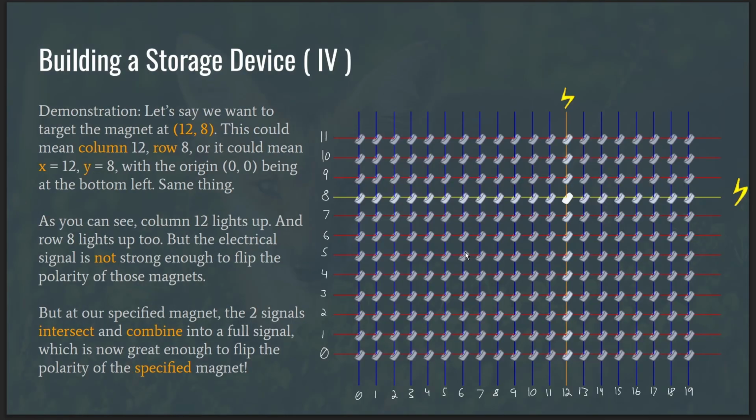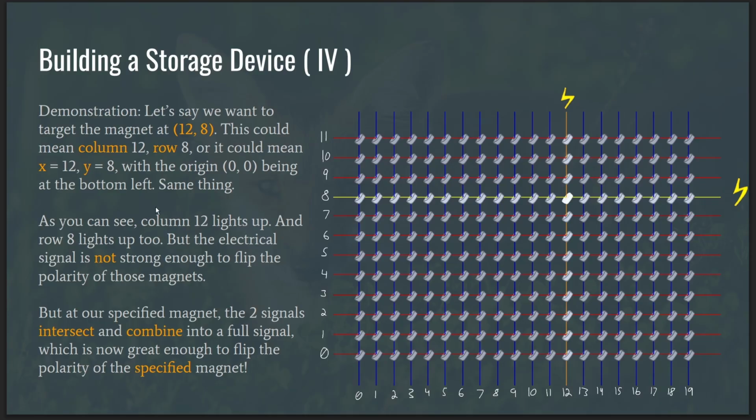Here's a demonstration. Let's say we want to target the magnet at 12/8. This could either be said as column 12, row 8. So here's our columns. So this is the 12th column, 8th row. Or it could mean x equals 12, y equals 8, with the origin 0, 0 being at the bottom left. It could have been anything, but for computing, let's just call this 0, 0. Do it this way. Same thing.